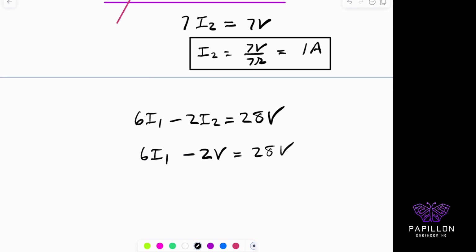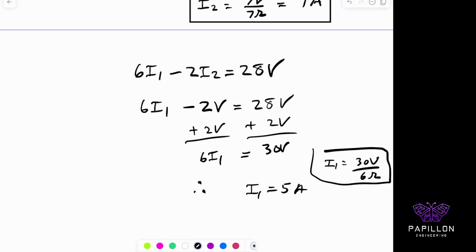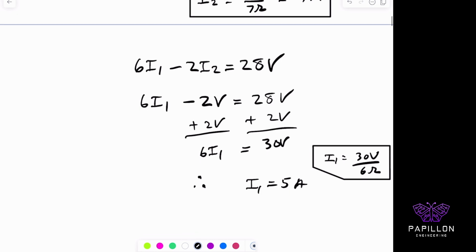So now if we solve for I1, we're going to move over the 2 volts to the right-hand side. And what we're going to end up with is 30 volts equals 6I1. Therefore, I1 equals 5 amps. Again, that's because I1 equals 30 volts over 6 ohms, right? So 30 over 6 gives us back the 5 amps that we're looking for in this problem.